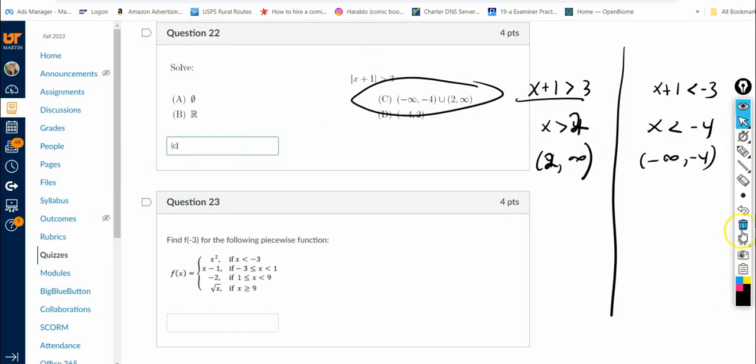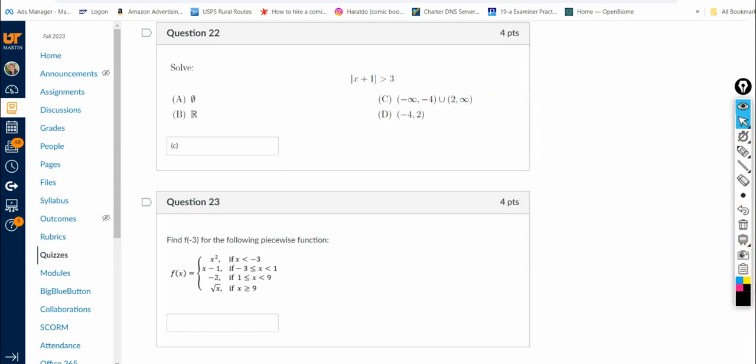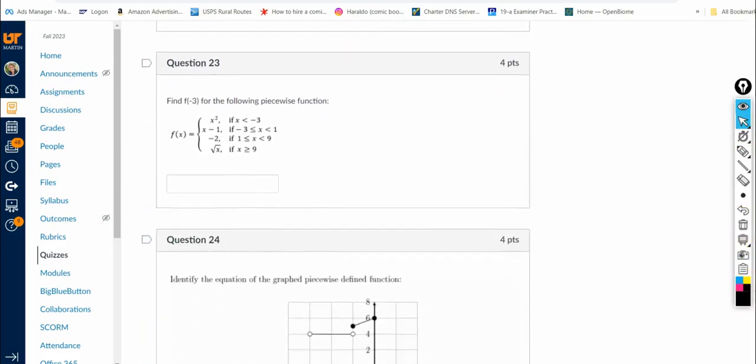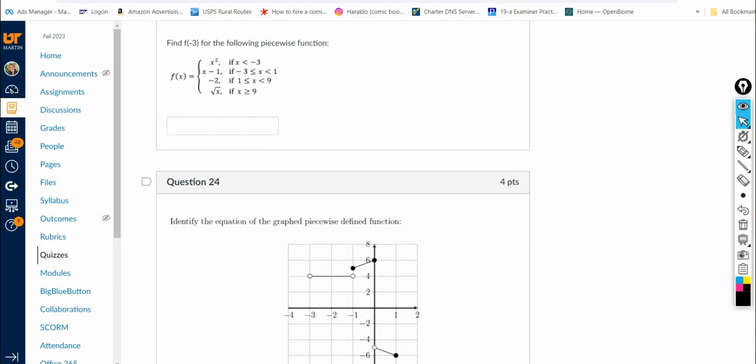All right. And let's keep going. F of negative 3. Where is negative 3? It's in here. You can only use that because x is equal to negative 3. So that's the formula I'm going to use. That's going to be negative 3 minus 1, and so the answer is negative 4.